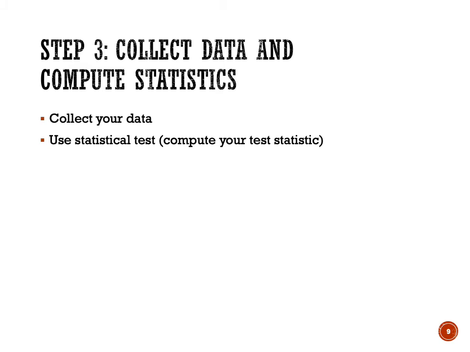Step 3 is going to be to collect your data and compute the statistics. So in this class, you'll usually be given a set of data and then a formula to use based on which statistical test we're working on, chi-square, correlation, or t-test. So you're going to compute that statistic based on the data that you have and based on the appropriate formula.